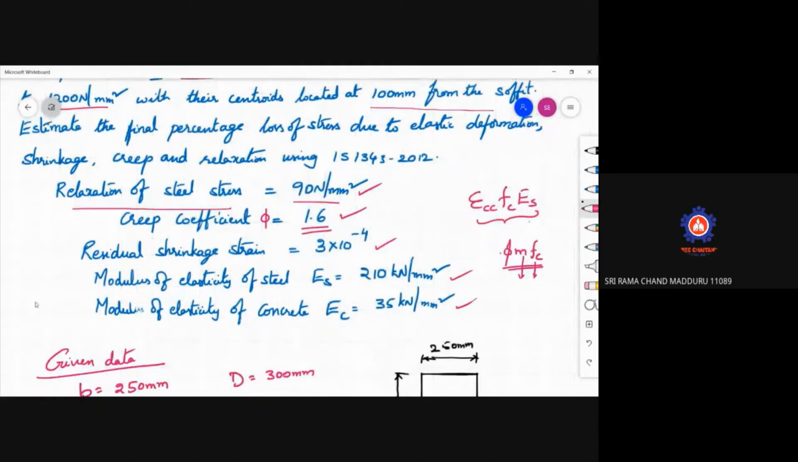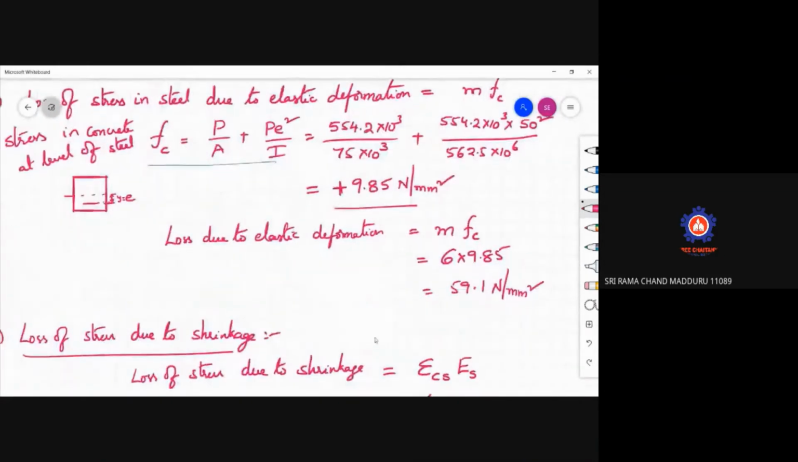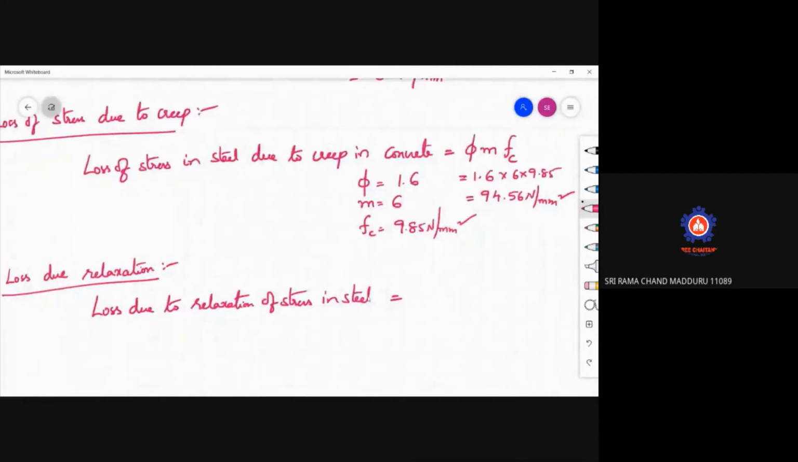Relaxation of steel stress is 90 Newton per mm square. So if this 90 Newton per mm square is directly given, we can consider this as the loss. So take that value, which is 90 Newton per mm square, and substitute it here. So the loss of stress due to relaxation of stress in steel is 90 Newton per mm square.